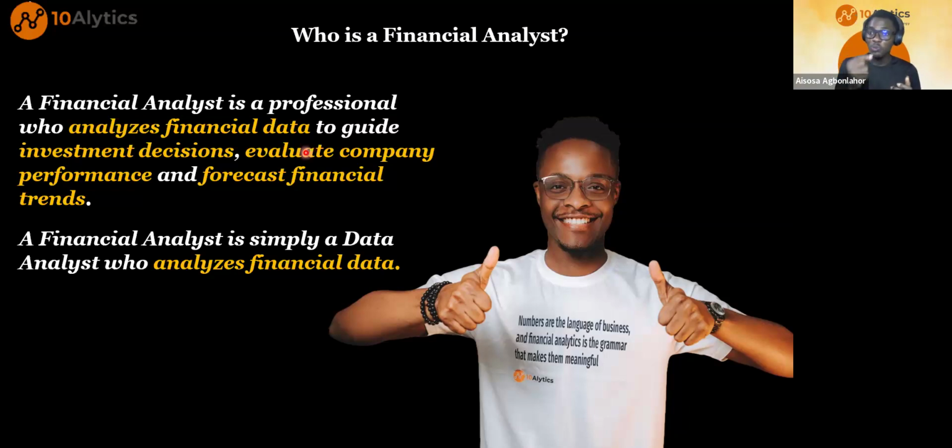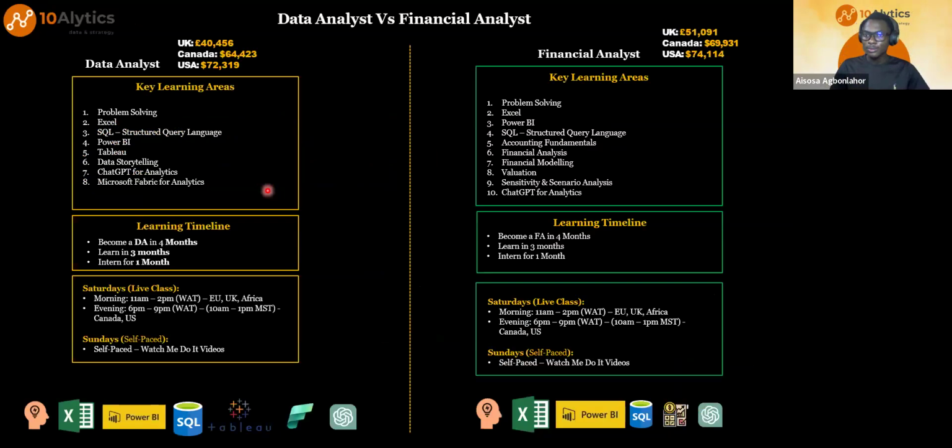The neurosurgeon is more of a specialist when it comes to matters of the brain, or the ophthalmologist when it comes to matters of the bone. They are specialized in a single area, while the GP is more of just like a generalist. That is the difference between a financial analyst and a data analyst.